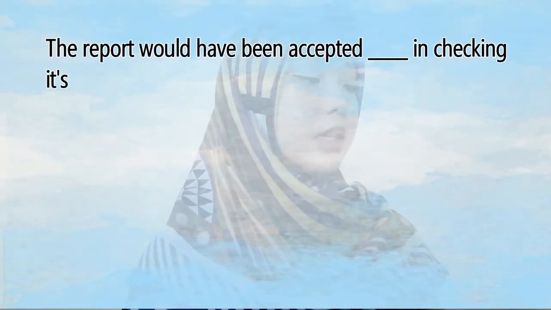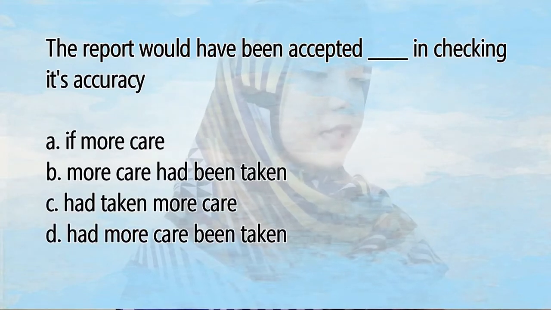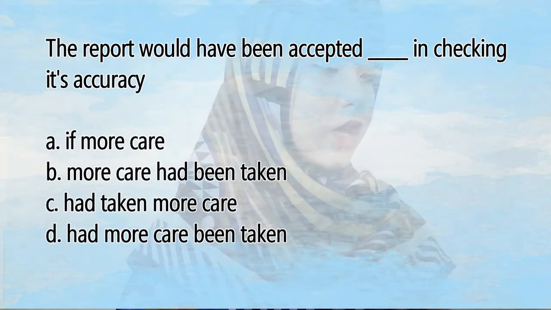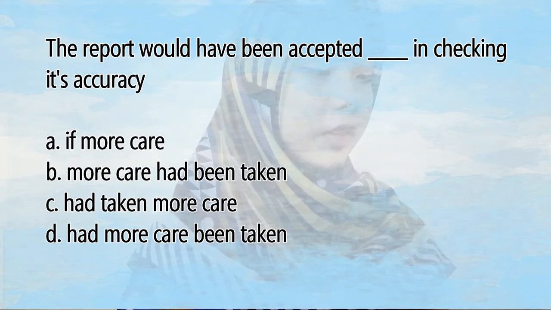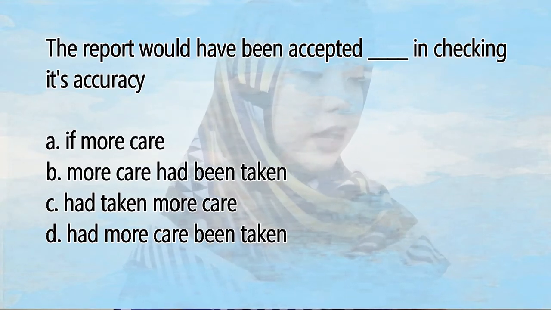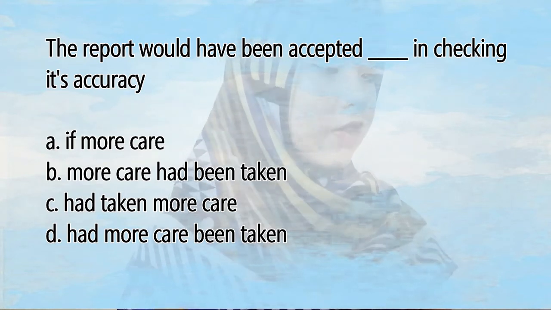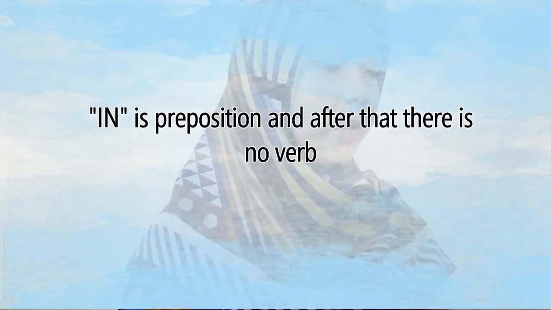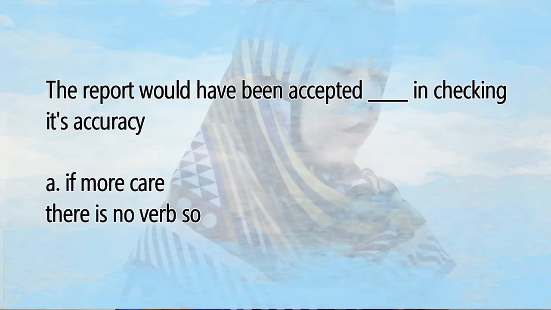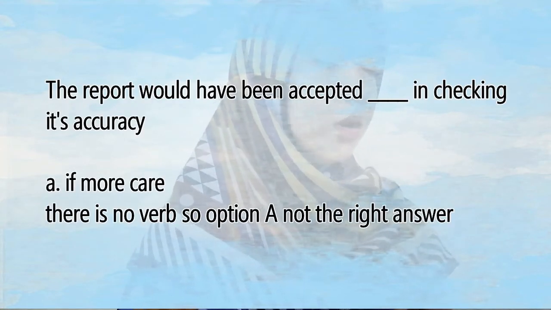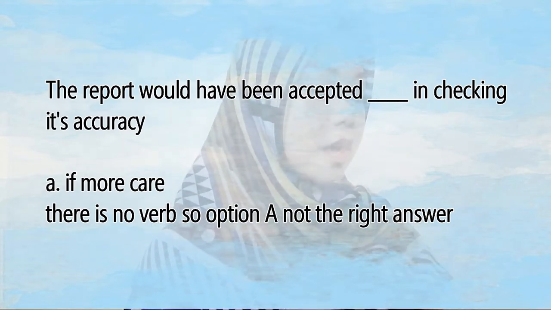The first clause is the report would have been accepted if. So in that condition we can use if. And if we choose option A, if more care in checking its accuracy, in is a preposition, and after that there is no verb, whereas we need one. So if more care, there should be a verb. So option A is not the right answer. Move to option B.